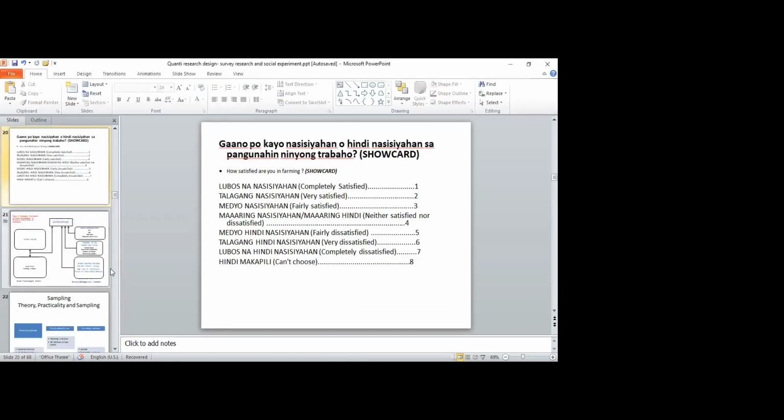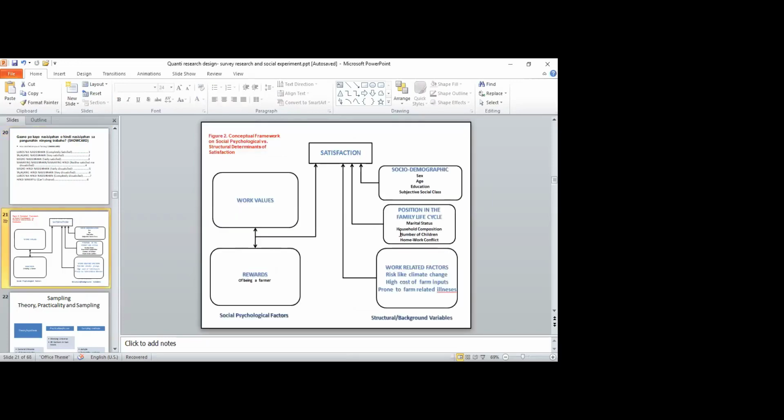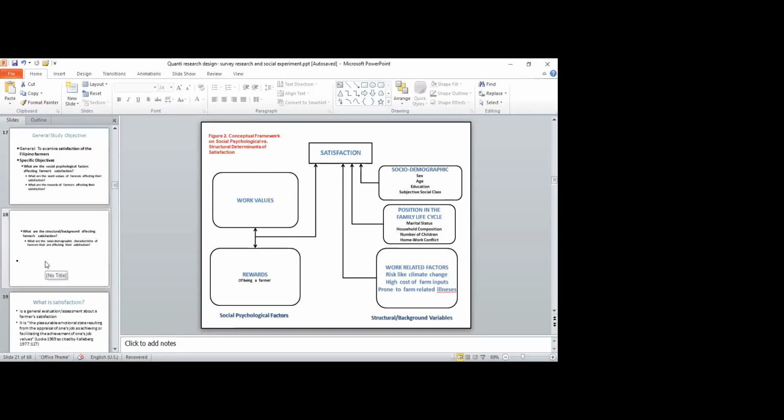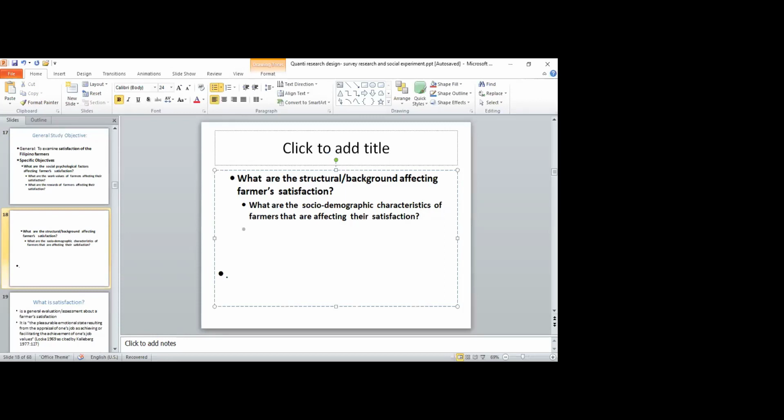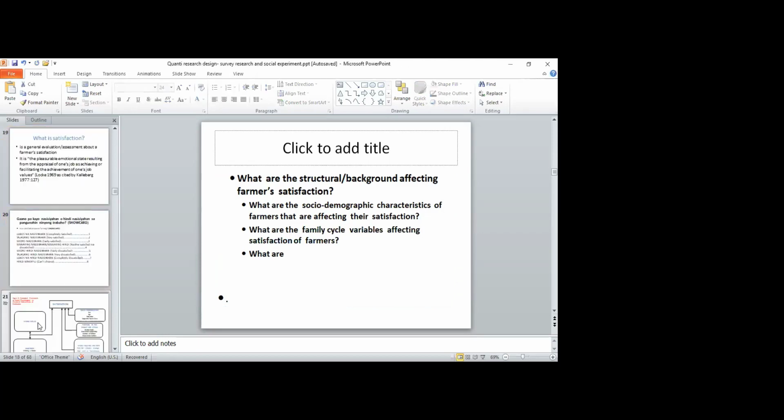What else is another specific question? What is another specific question? What is the position in the family life cycle? Yeah. And then you know these are the things that you will be asking, right? So we come back again here. What are the family cycle variables affecting satisfaction of farmers? And lastly, what else are we going to ask?